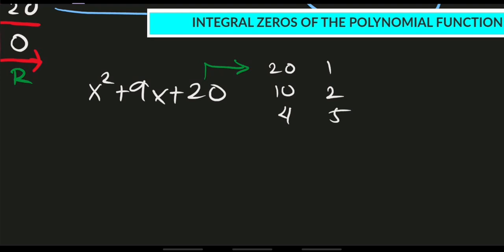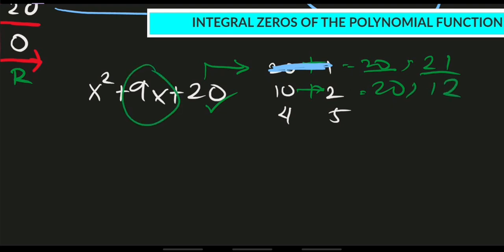So let's try to multiply. 20 times 1 is equal to 20, right? And 20 plus 1 is equal to 21. Okay, so this 20 is correct for our constant, but if you add those numbers, it will give us 21. So it is not equal to our midterm. So we need to disregard our first pair. Okay, this is not part of our factors. Next, let's try to use 10 and 2. 10 times 2 is 20. Good, that is equal to our constant. But 10 plus 2 is equal to 12. It is not equal to our midterm. So again, that is not our factor.